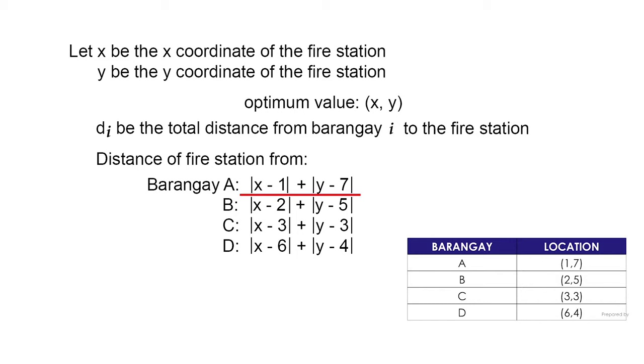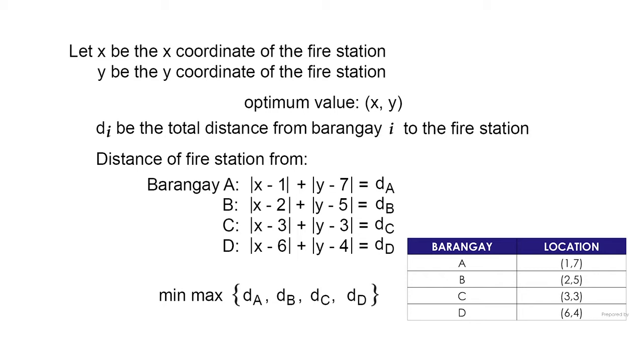If we let d sub i be the total distance from barangay i to the fire station, the distance or this equation will be equal to d sub A. This will be equal to d sub B, d sub C, and d sub D. Therefore, we now have the equations, but we are looking into the minimization of the maximum distance. Therefore, our objective function will be to minimize the maximum distance, which is d sub A, or d sub B, or d sub C, or d sub D. This is the complete LP formulation, or the complete problem formulation.